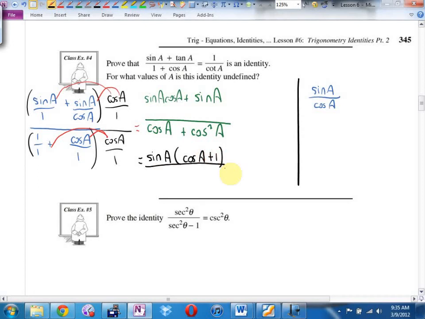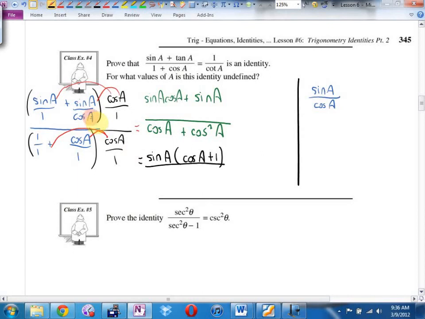GCF on the bottom is what? I did multiply everything by cos A. Not sure what you're asking me. Say it louder again.